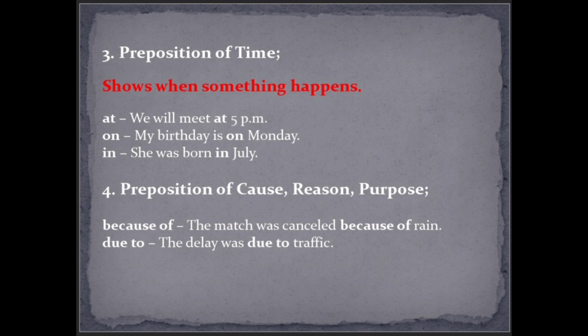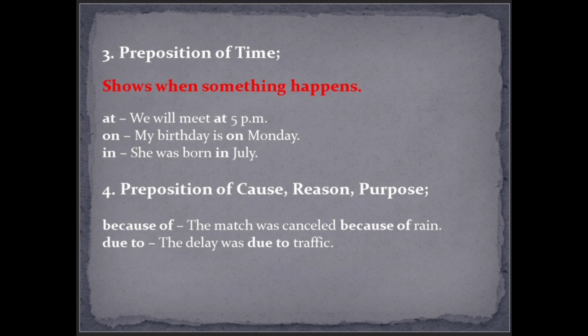The delay was due to traffic. Second example. Why did the delay happen? It happened because of traffic. Because of traffic, he didn't reach. Okay. So the delay happened over there.